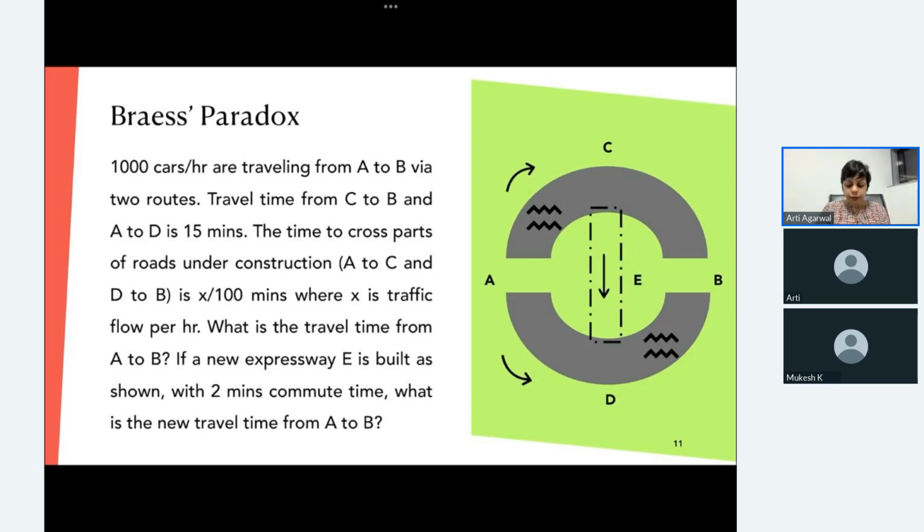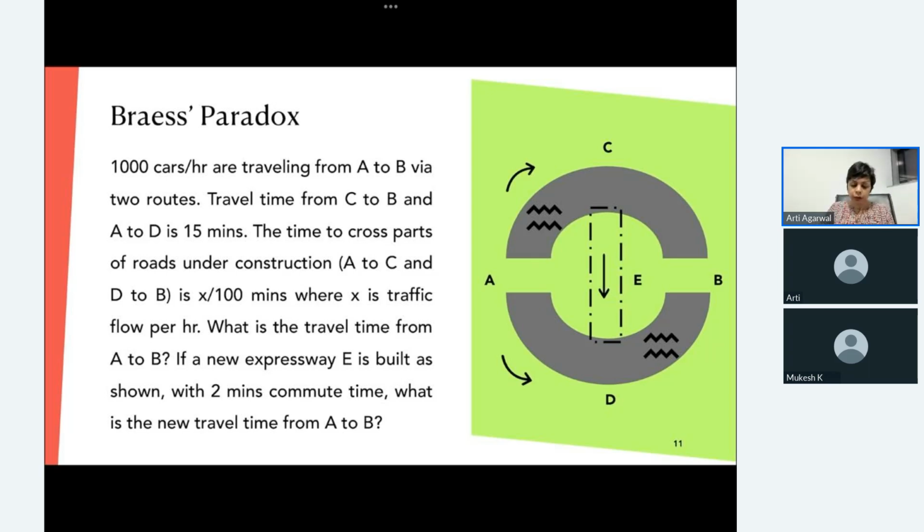So the travel time from C to B and A to D is 15 minutes. The parts of the road which are clear, which don't have any problem, the travel time across those parts is 15 minutes. The time to cross parts of roads under construction, that is A to C and D to B, is X by 100 minutes. X is the flow of traffic per hour. What we want to know is the travel time from A to B.